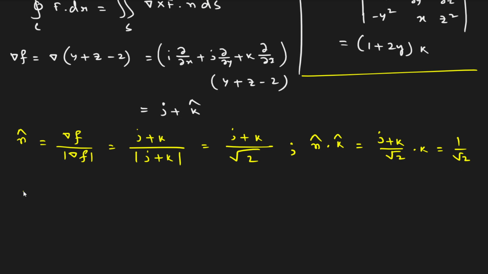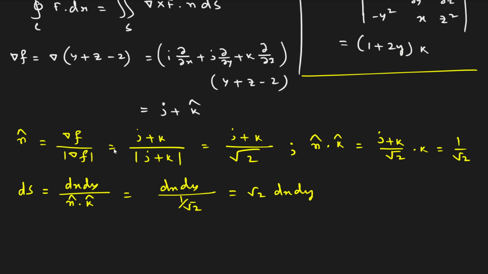Now we have to find ds. ds is dx dy divided by n cap dot k cap. So dx dy, and n cap dot k cap is 1 by root 2. So you have root 2 dx dy.